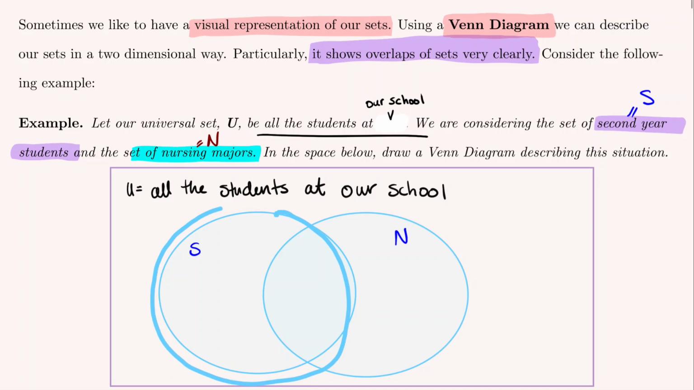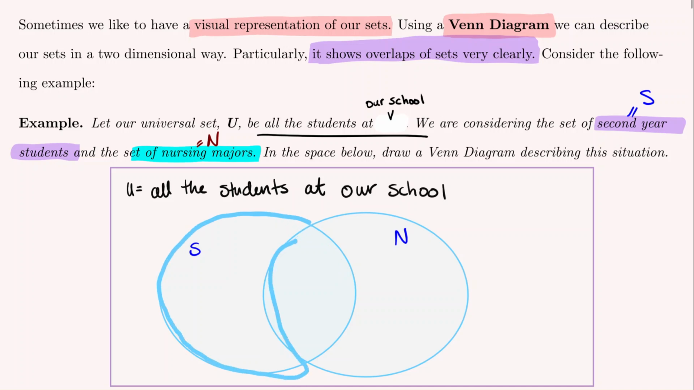Okay, now visualize where would the second year students who are not nursing majors be? Second year students who are not nursing majors would be here. Okay? Where would the second year students who are nursing majors be? Second year students who are nursing majors would be in this overlap.